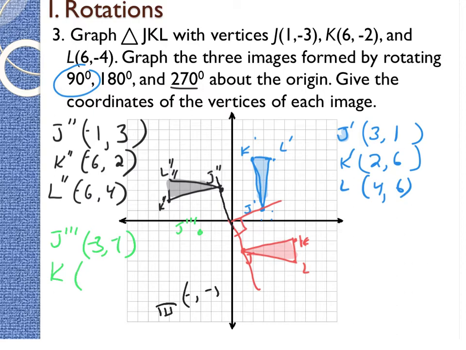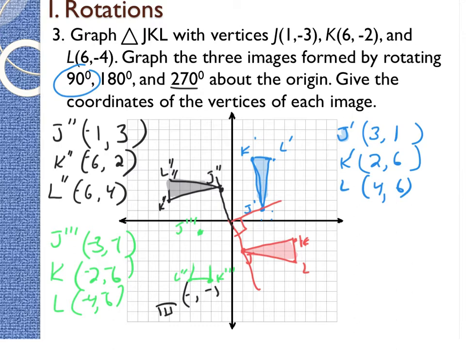Then we're going to go to K. We're going to switch the order, and they're both going to be negative. It's going to be K triple prime. And then we're going to go to L. We're going to switch the order, and they're both going to be negative. So -4, -6. So that's going to be L triple prime. Okay, so there's our third one.